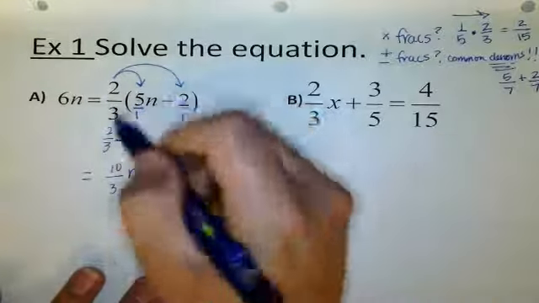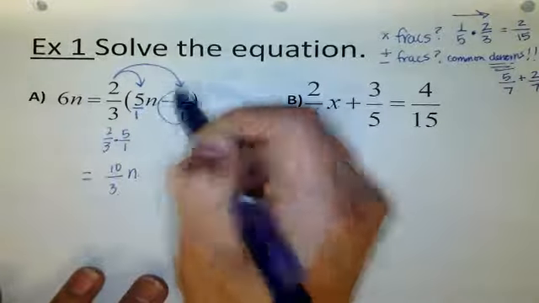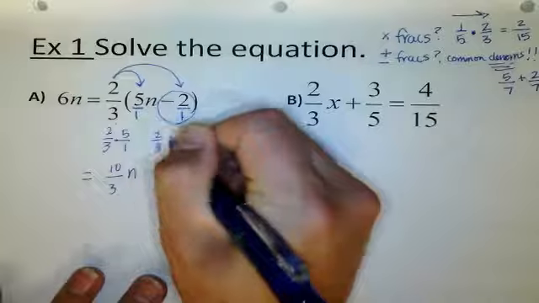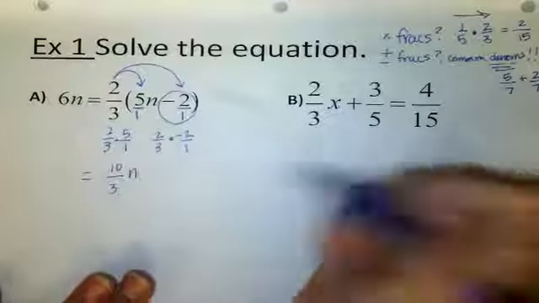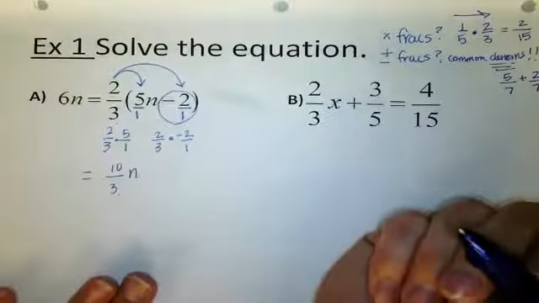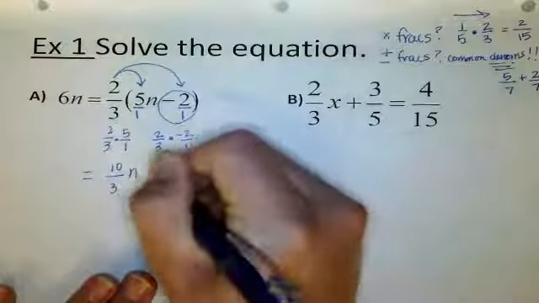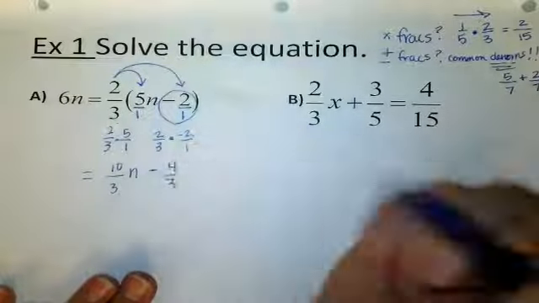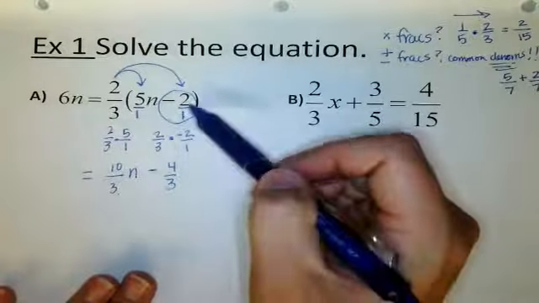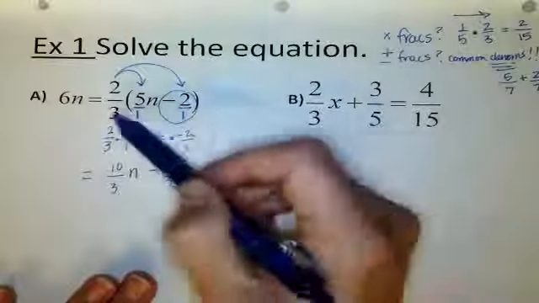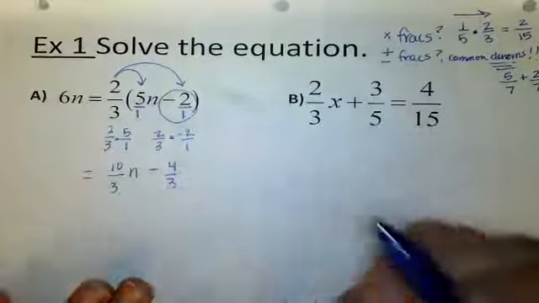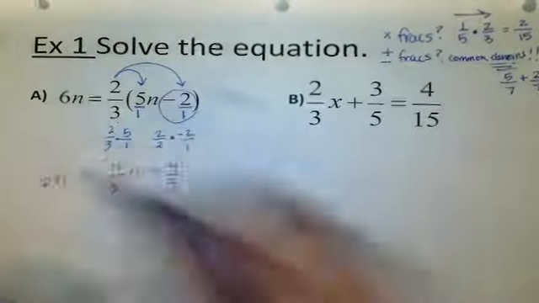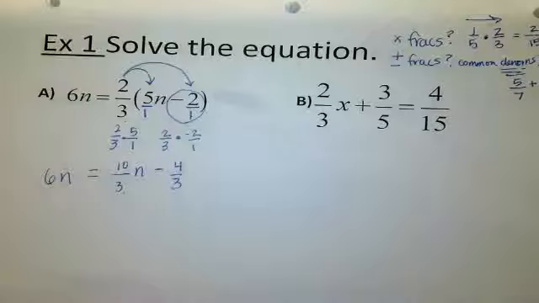And then we're going to do 2/3 times -2/1. What do we get when we multiply those fractions? -4/3. Again, just straight across. 2 times -2 is -4, 3 times 1 is 3. Multiplying fractions is really easy. Straight across.